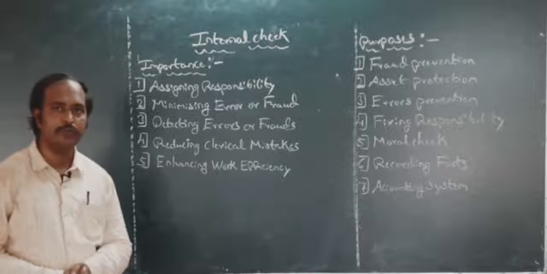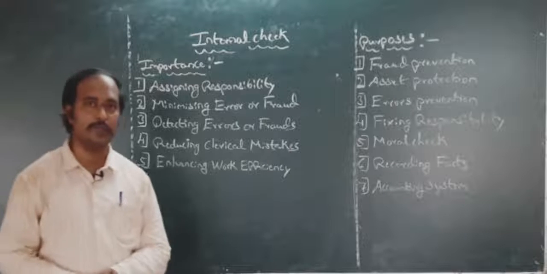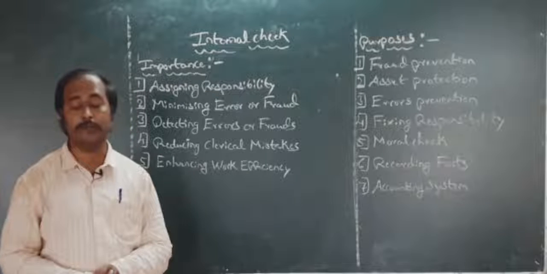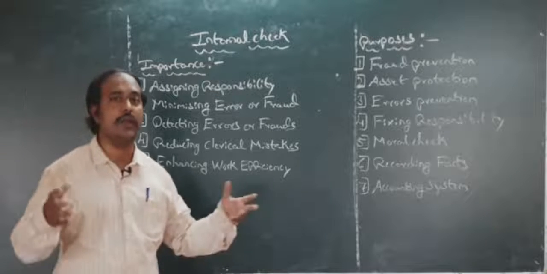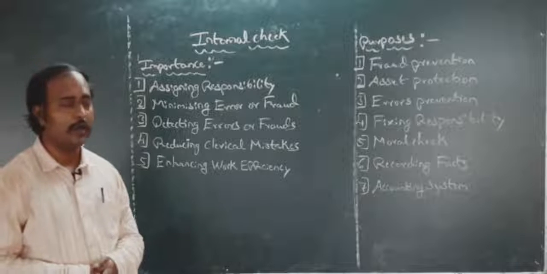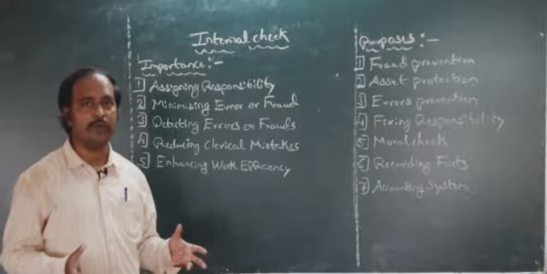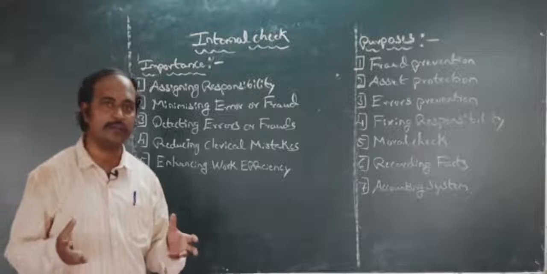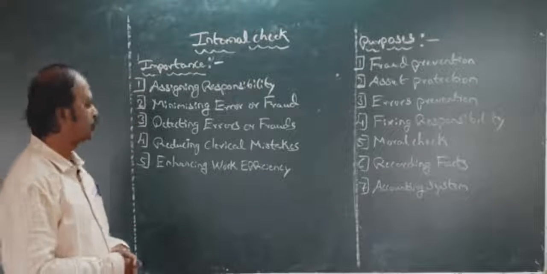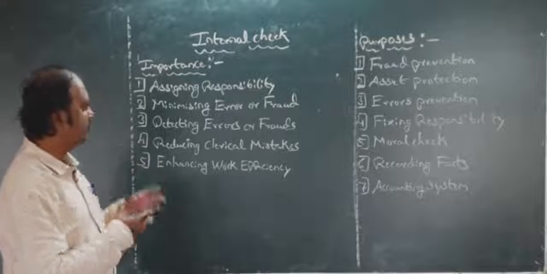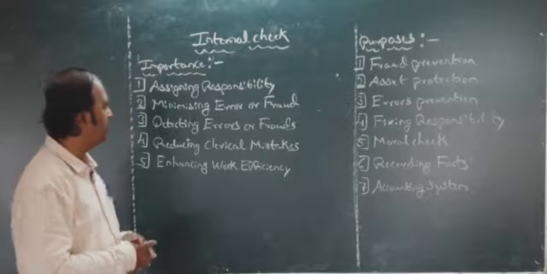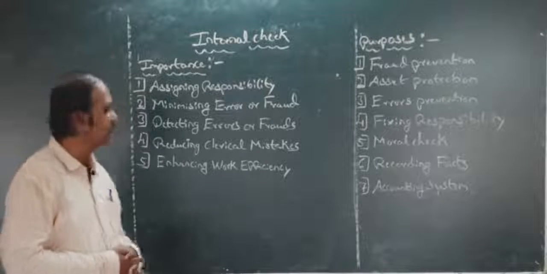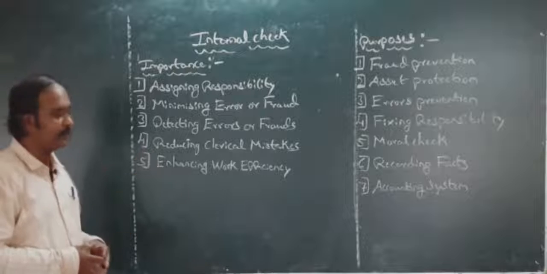So already you know that under internal check, the business transactions will be prepared by one person and will be checked by another person. It is a system which has been brought in by the organization to minimize the risk of errors as well as fraud. So let us see what kind of importance we get from the internal check. How is it important to the organization, what points are covered, let us see.